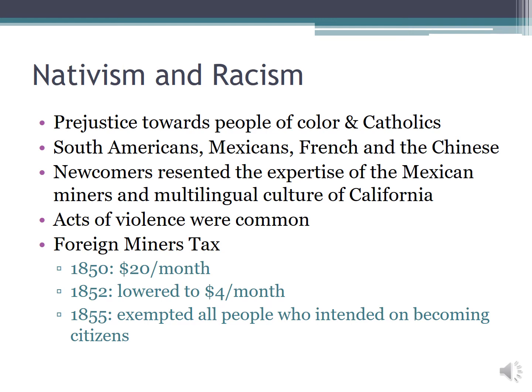But a lot of the merchants and people who relied upon these miners to boost the economy began to complain. And so in 1855, basically they got rid of most of the mining taxes by exempting all people who intended on becoming citizens. Now, that was still going to be a problem for, for example, the Chinese miners, who were exempt from ever becoming citizens. So they had been explicitly excluded. So they would have still had to pay the tax after 1855.